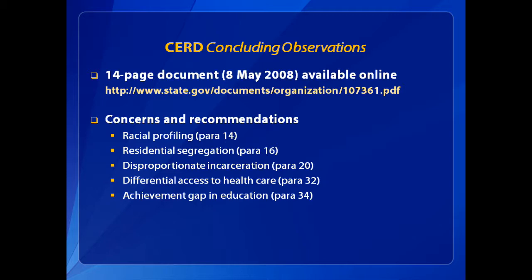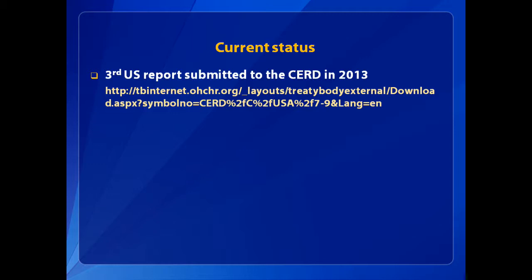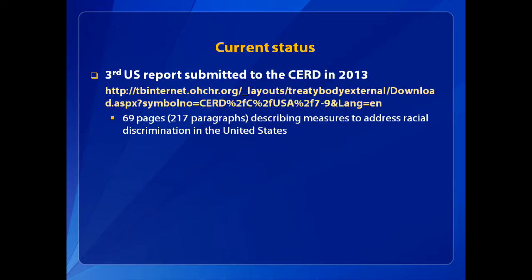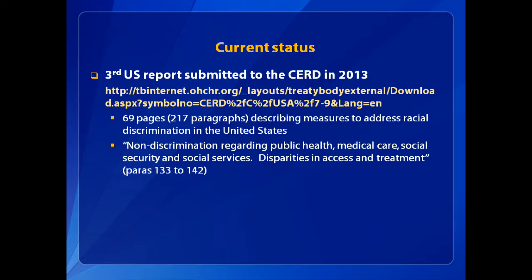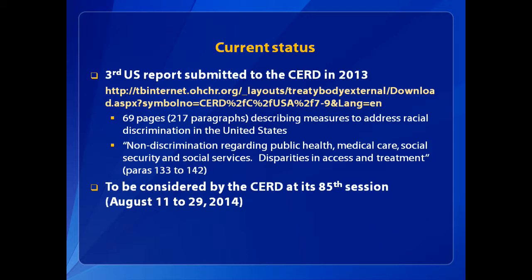But now, the current status is that the third report, which was due in 2011, was finally submitted in 2013. And it's here. It is a 69-page report. Very interesting reading. 69 pages describing to an international audience the measures that we, the United States, are doing to address racial discrimination. And a lot of it starts with, we have laws that prohibit discrimination. Here is our current status where we observe differences, and here is how we are seeking redress. These are the number of cases that we've got, this is the amount of money and all like that. Very interesting reading. The part on health, specific to us, is in paragraphs 133 to 142, so take a look at that. It's going to be considered in August by the 85th session of the committee.